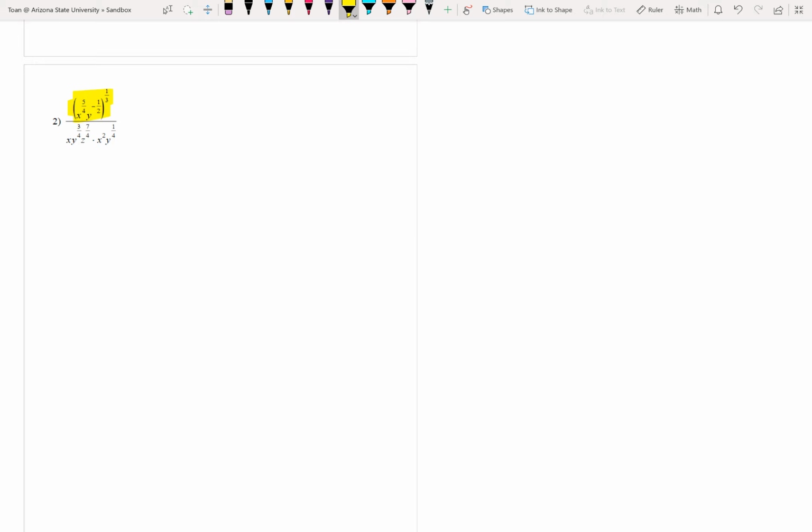So the first thing I notice is exponent outside of parentheses. That tells me to distribute. So I have x to the 5/12, y to the negative 1/6, and then just copy everything else that's not highlighted.